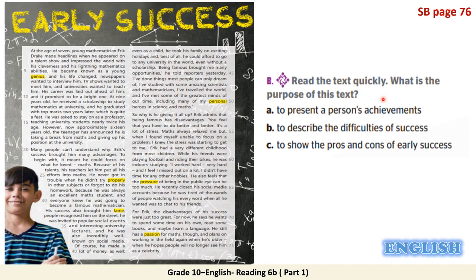Let's go through the options. A, to present a person's achievements. B, to describe the difficulties of success. C, to show the pros and cons of early success. So, the answer is? Yes, it is C, to discuss or to show the pros and cons of early success. Well done, everyone. Now, let's move on.